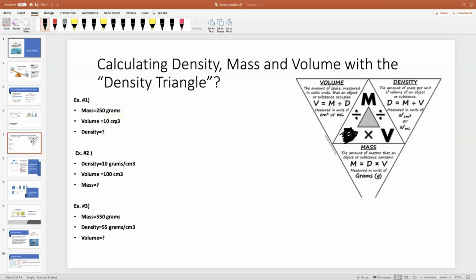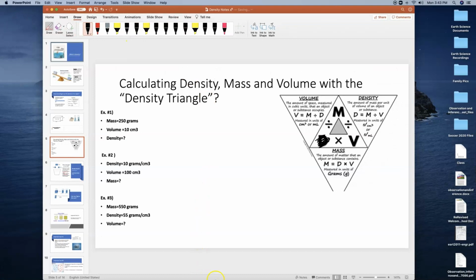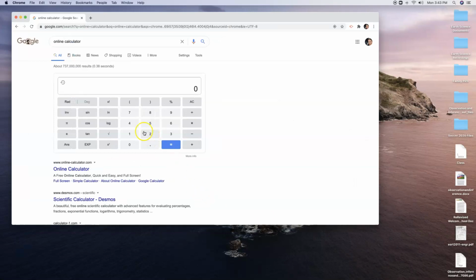So if I go over to my calculator, and I just minimize this for a moment, let me shrink that down. I believe I have a calculator handy here. So let's hit on that. We go over to our calculator. The first one was for you to calculate 250 grams divided by 10 for the volume, to get an answer of 25. So again, if we go back, 25 is our answer.